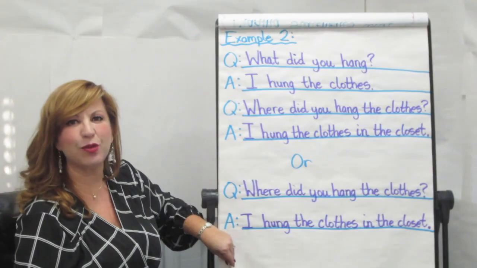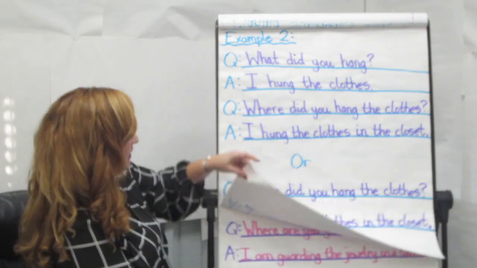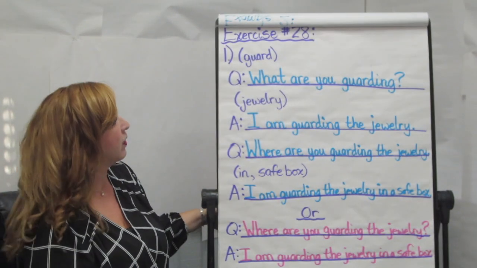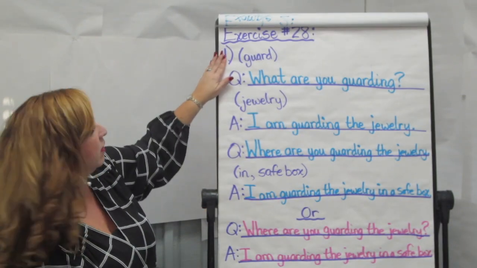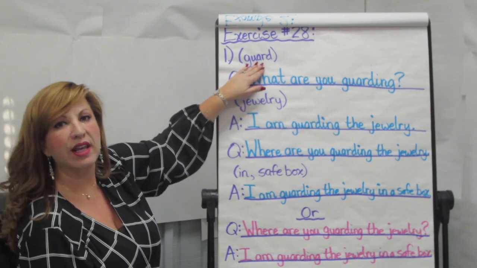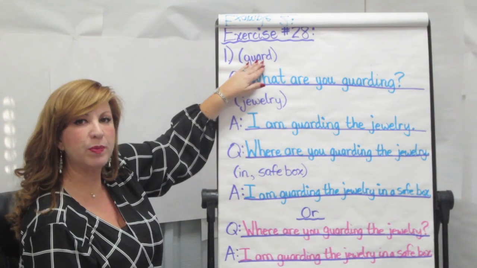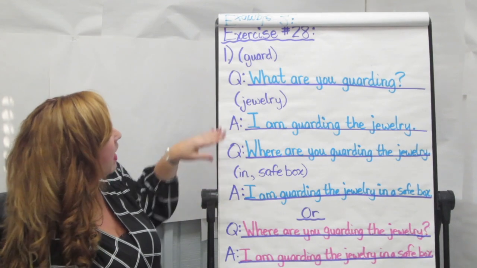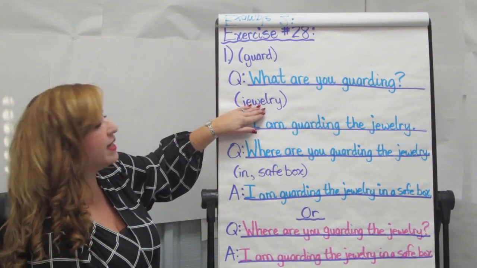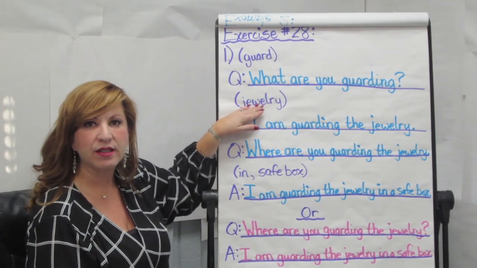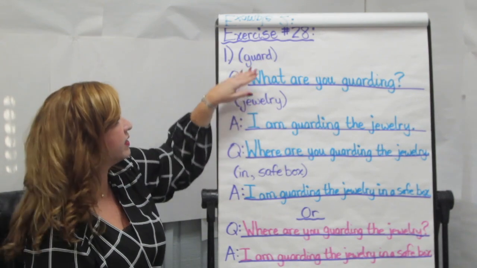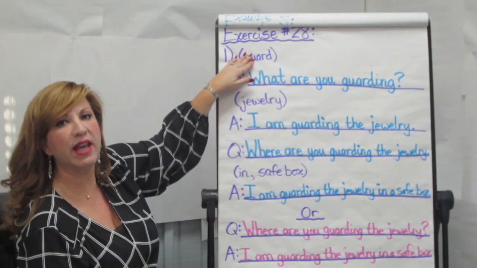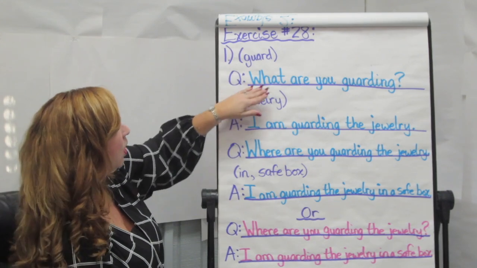Okay, let's continue with exercise 28. The first example is done for you. So in number 1, the action is guard. That would be your verb that you're going to use in the question. And jewelry is going to be the object. So that is what is being guarded. Okay, so let's begin with our question word.